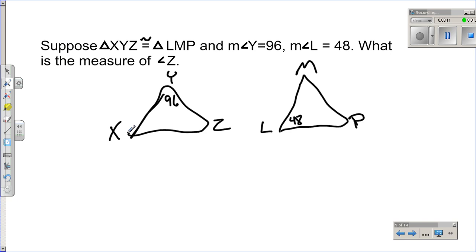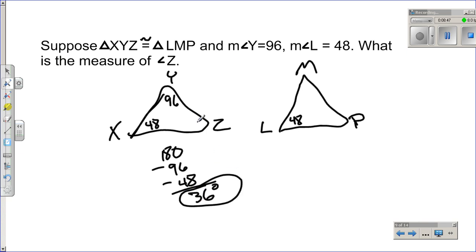Well, if L is 48, then X is 48, since they're congruent. The question was, how much is Z? Well, from our study of triangles, we know that if I take 180, subtract 96, subtract 48, what do I get? Well, let's see here. 180 minus 96 minus 48 equals 36. So that would be the answer. Z would be 36. Consequently, this would be 36 and this would be 96, but it's not asking that.